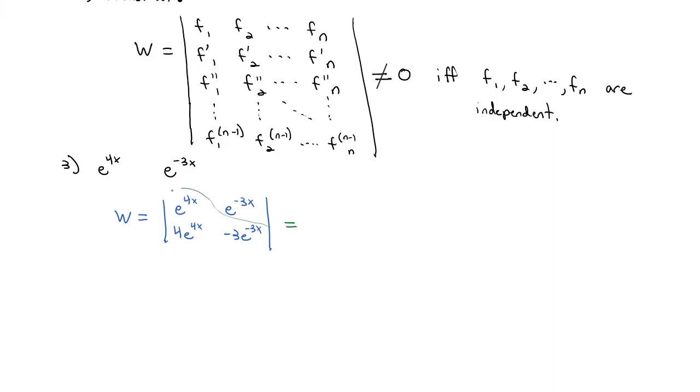Calculating that determinant, we multiply the downhill diagonal to get -3e to the x, adding the exponents, and then subtracting the uphill diagonal, we get 4e to the x, again adding the exponents. And then when we combine like terms, we get -7e to the x, which is not equal to 0. Because this Wronskian is not equal to 0, we can say the two functions are independent.